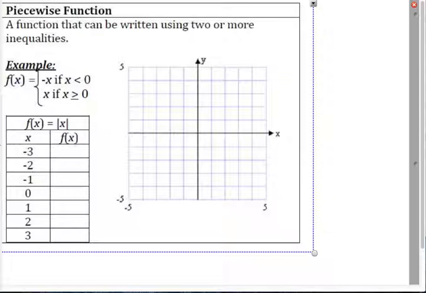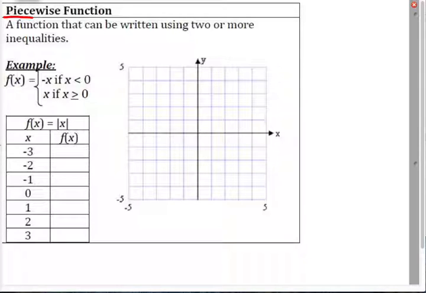And the main part of the name is this, piece. You're going to take pieces of different graphs and graph them on the same XY axis. And this is what a piecewise function looks like. It'll have f of x equals, and then you'll have this little symbol here. These are the two things that you're going to be graphing, the negative x and x. For this particular one, I don't like it. I'm going to show you a little bit different way of graphing these piecewise functions.